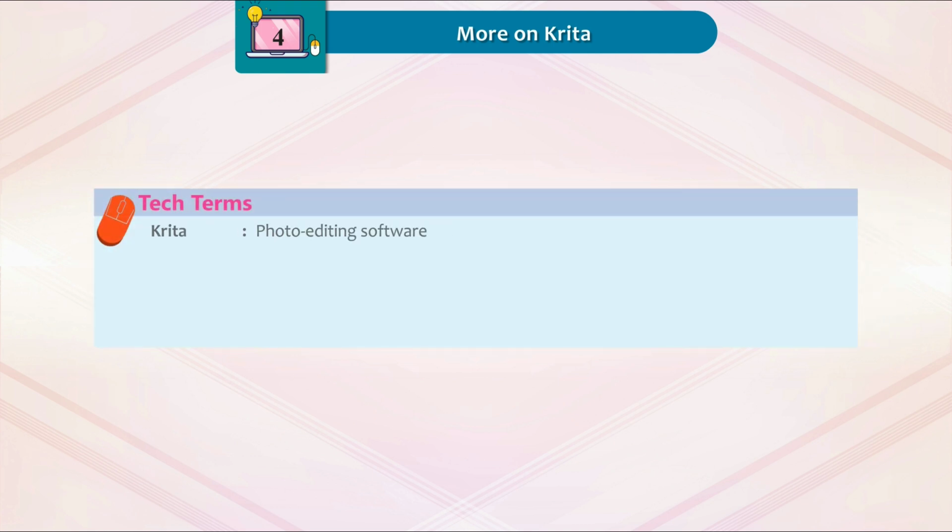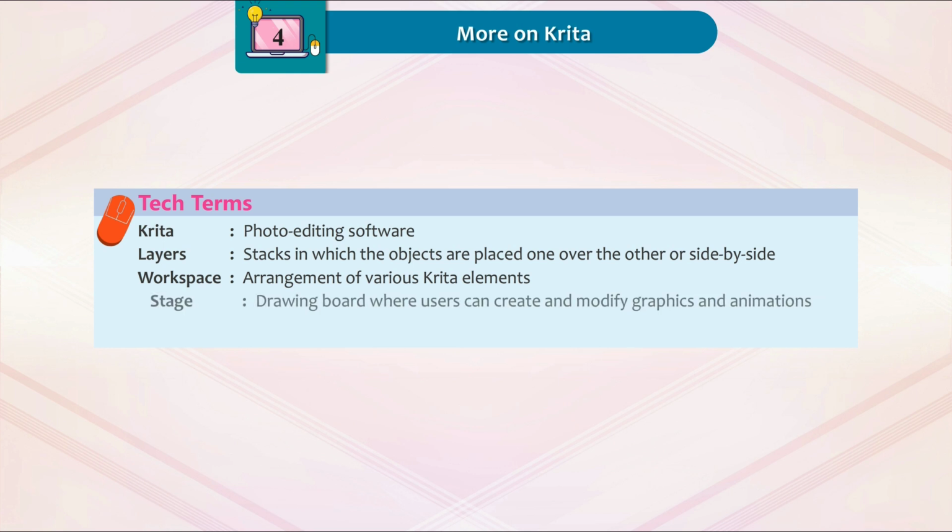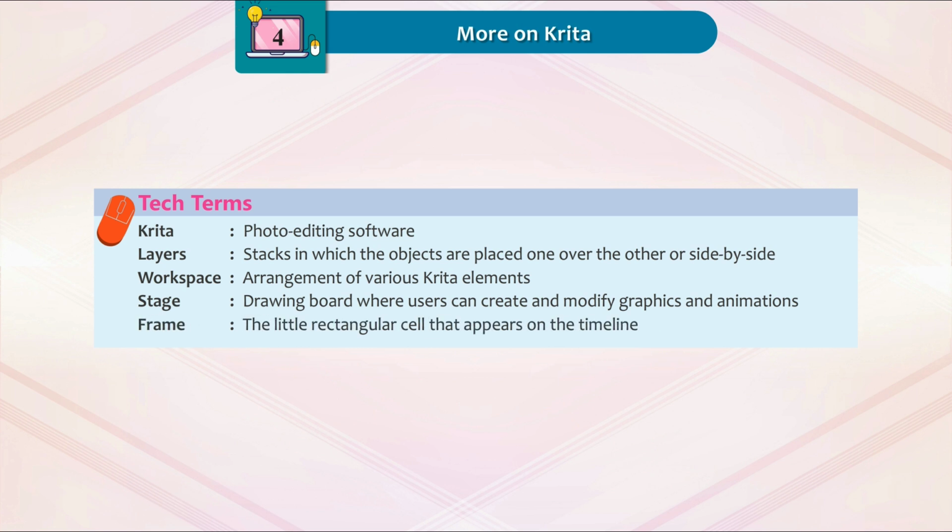Tech terms. KRITA, photo editing software. Layers, stacks in which the objects are placed one over the other or side by side. Workspace, arrangement of various KRITA elements. Stage, drawing board where users can create and modify graphics and animations. Frame, the little rectangular cell that appears on the timeline.